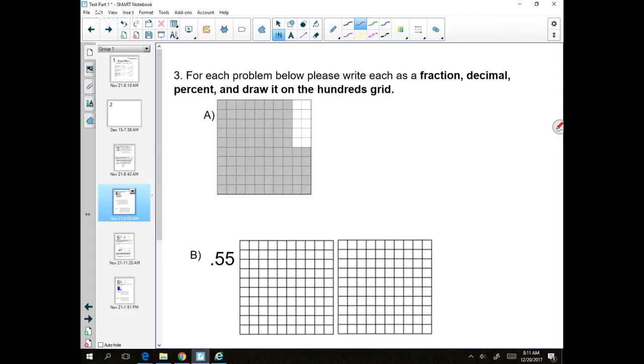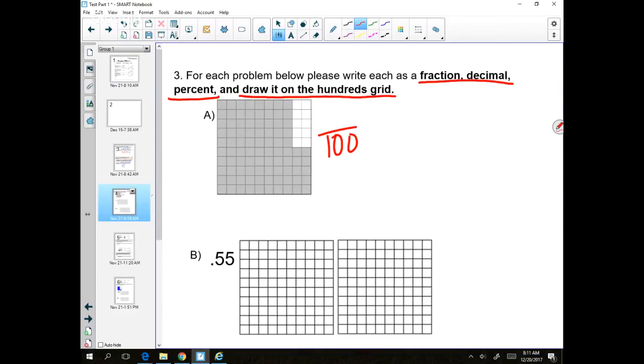Next one. Letter A, it tells you right here, and I even bolded them. You must write the fraction, decimal, and percent, and also draw it on the 100 grid. The first one is drawn for you. So all you have to do is write the fraction, decimal, and percent. And since these are all out of 100, it should be fairly easy to write the fraction. The first one, fraction, out of 100.